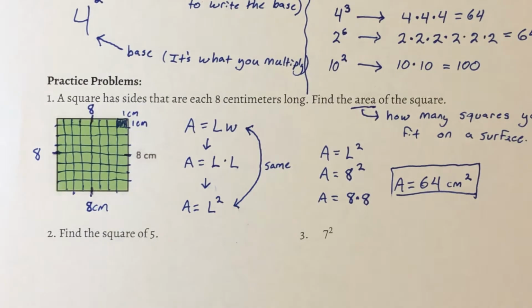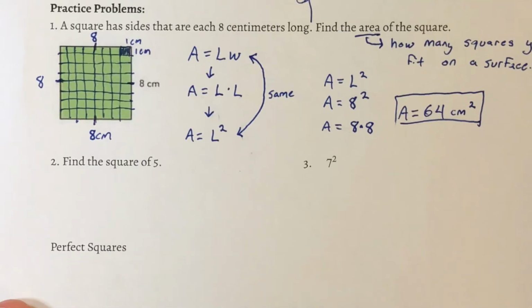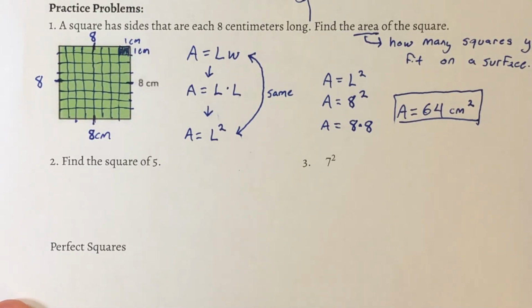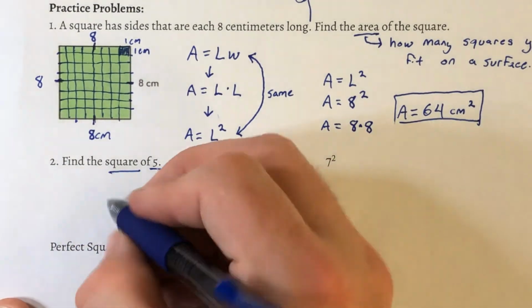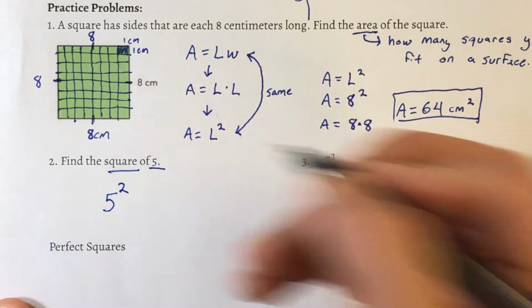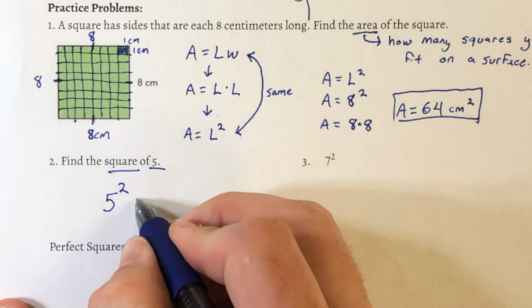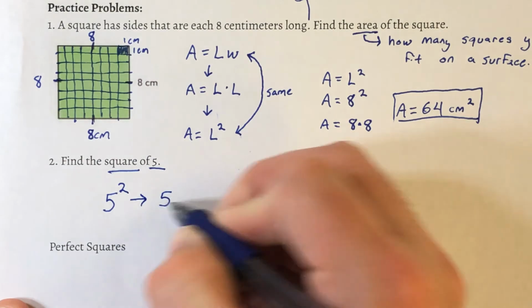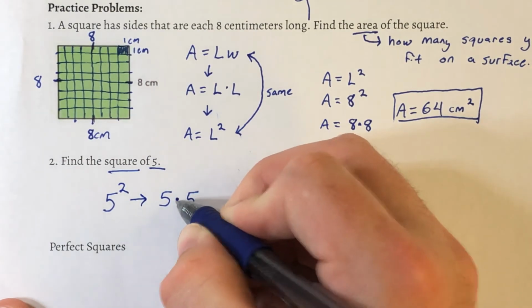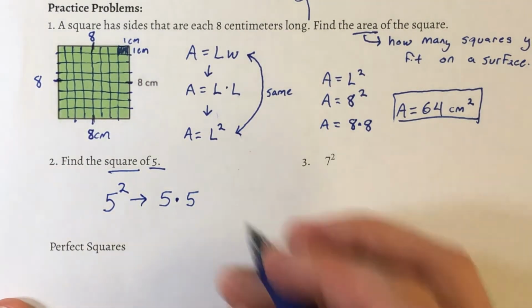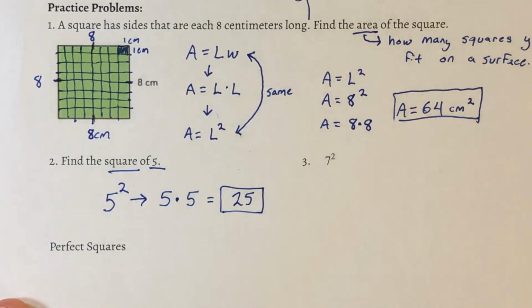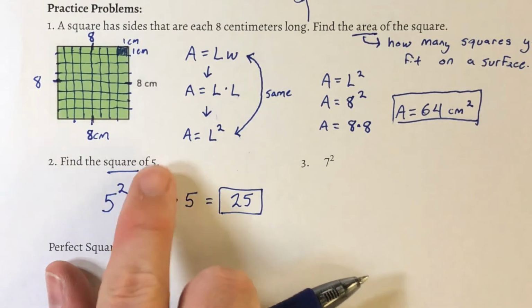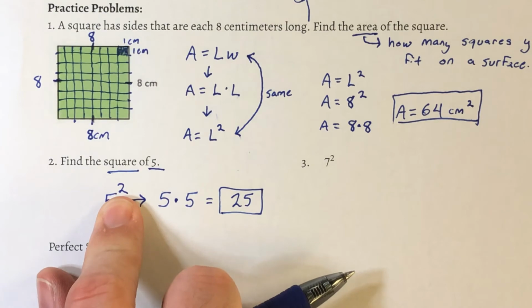Now, we're just gonna stick with squaring numbers for our next couple problems. The first one says, find the square of 5. Square of 5 means 5 raised to the power of 2. What does 5 raised to the power of 2 mean? It means take 5, write it 2 times, and multiply. 5 times 5 equals 25. So the square of 5 is 25. Again, anytime you see the word square and you're dealing with numbers, it means raise it to the power of 2.